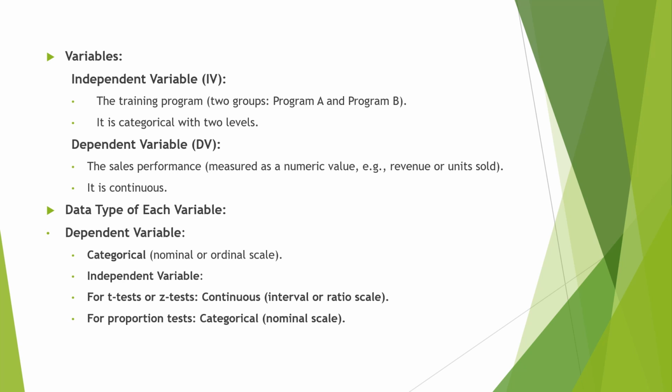Independent variable: categorical, nominal or ordinal scale. Dependent variable for t-test or z-test: continuous, interval or ratio scale. For proportion test: categorical, nominal scale. And that's it.